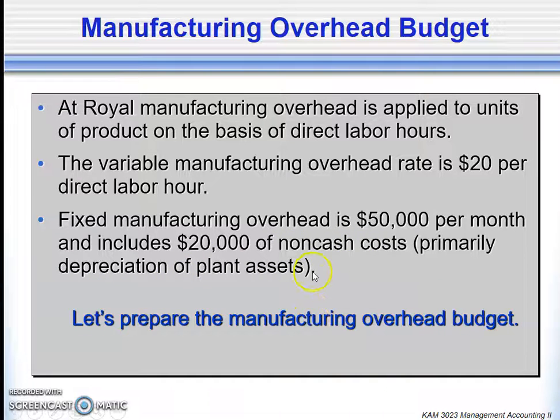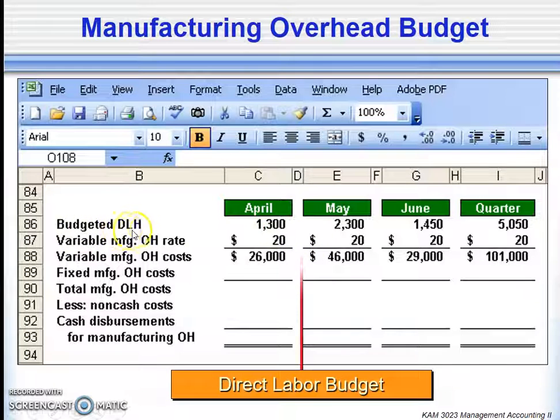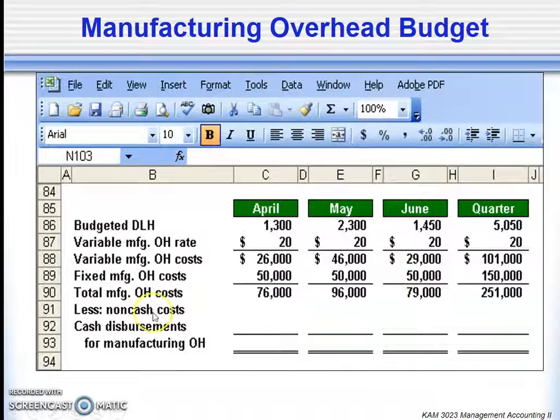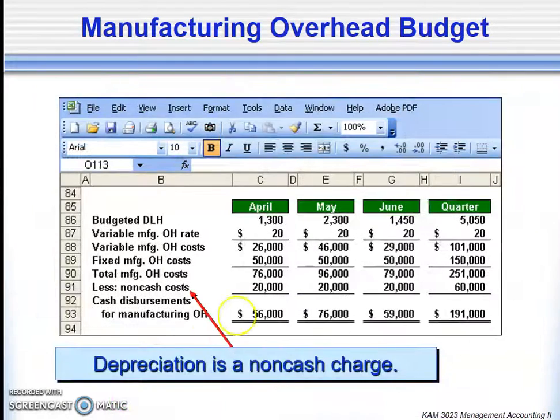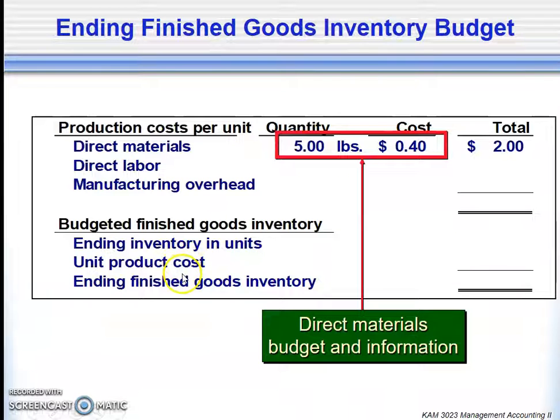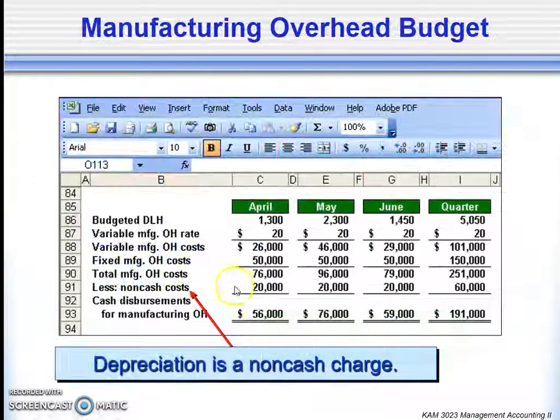So let's prepare the manufacturing overhead budget. Budgeted direct labor hours for April, May, and June, variable manufacturing overhead at $20, and we get the variable manufacturing overhead costs for each month. Then fixed manufacturing overhead, and we get the total manufacturing overhead cost. We then subtract the non-cash cost of 20,000, and we get the cash disbursement for manufacturing overhead for each month.